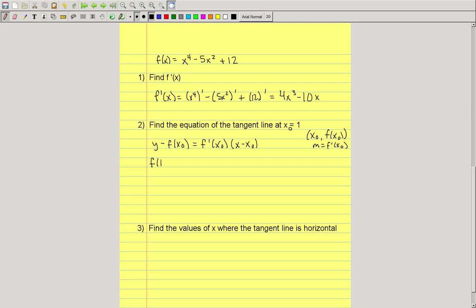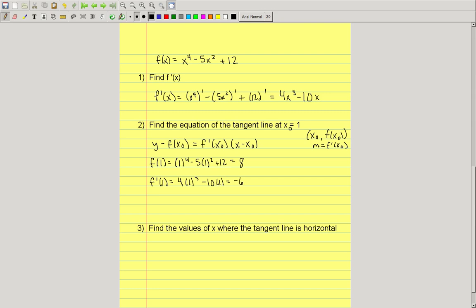f of 1 is equal to 1 to the 4th power minus 5 times 1 squared plus 12. And we get 1 minus 5 plus 12, which is 8. All right. Next up, we want to calculate the value of the derivative at 1, and we get 4 times 1 cubed minus 10 times 1, and 4 minus 10 is negative 6.